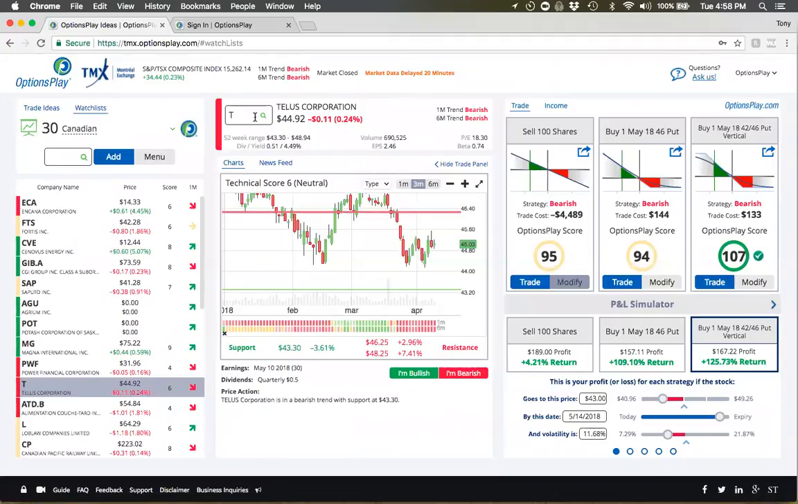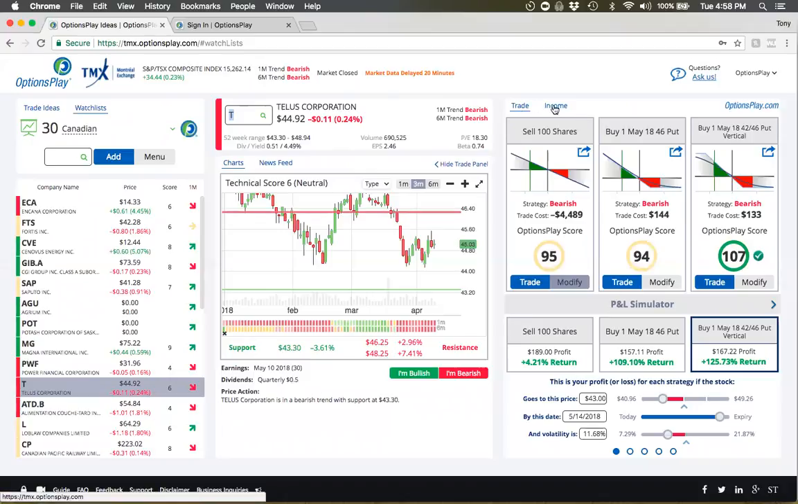You type in the symbol that you're interested in, or you can use our trade ideas and watch list if you're looking for some ideas. This tool is designed to give you a quick snapshot of what's currently going on with the underlying stock. So trend indicators, relative strength indicators, support and resistance levels, and all the data that you need, such as earnings date, dividends date, and current price action, so you can see what's going on with the underlying stock.